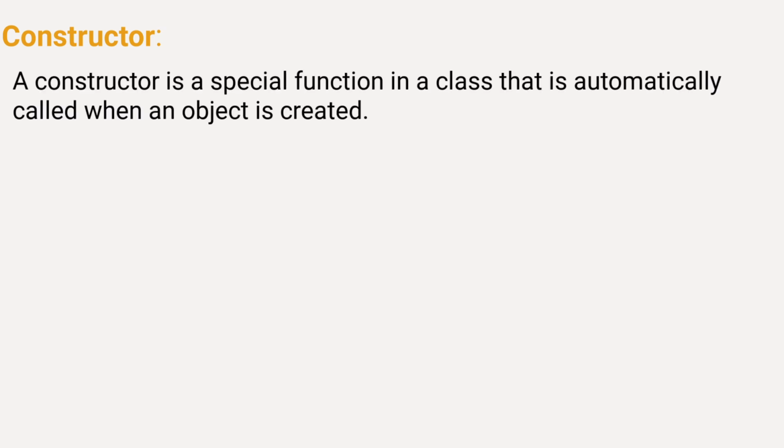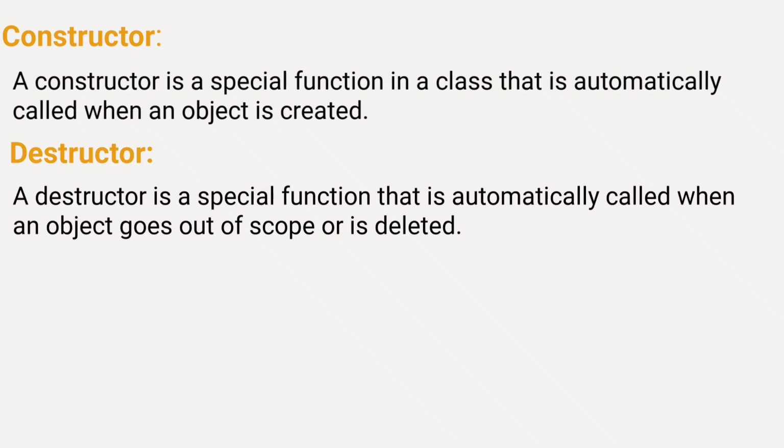What is a constructor and destructor? A constructor is a special function in a class that is automatically called when an object is created. It is used to initialize the object's data members. And the destructor is a special function that is automatically called when an object goes out of scope or is deleted. It is used to release resources like memory, files, etc.